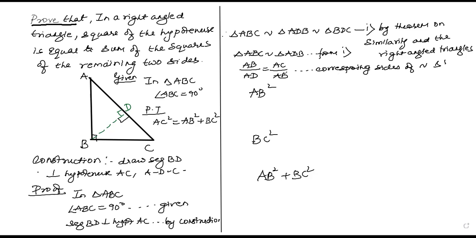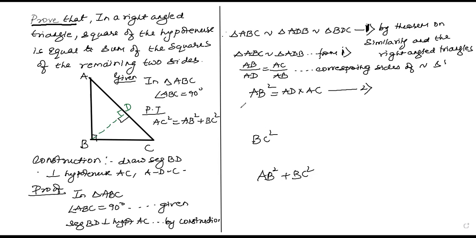Now cross multiply, AB square equals AD into AC. I call this statement number 1, and this is statement number 2. Now in the same way, I want BC square. BC is a side of which two triangles? BC is here, not in this one. Yes, it is in this one. Can you see here?